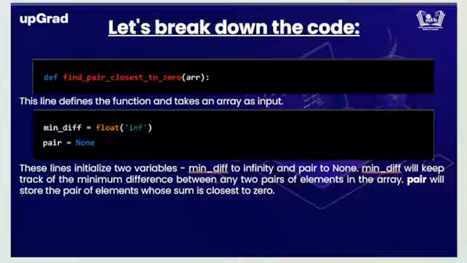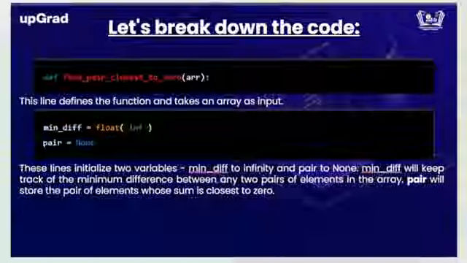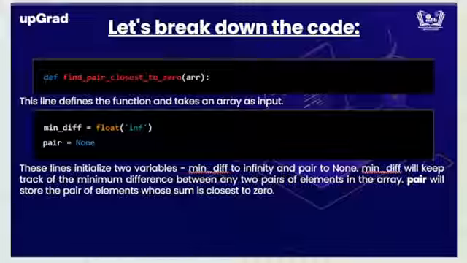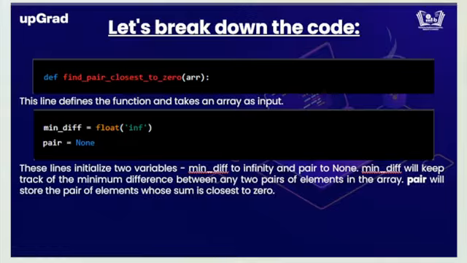Our first line of code defines the function which takes an array as an input, and the next two lines initialize the two variables, min difference to infinity and the pair to none. Min difference will keep track of the minimum difference between the two types of pair of elements in the array. The pair will store the pair of elements whose sum is very close to 0.